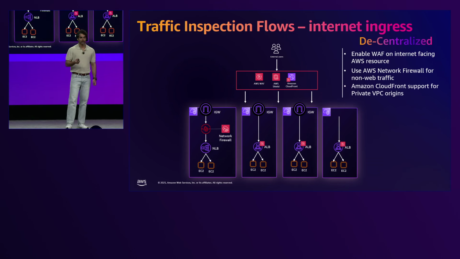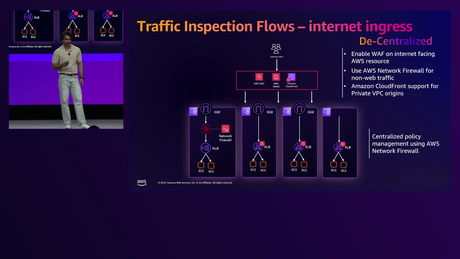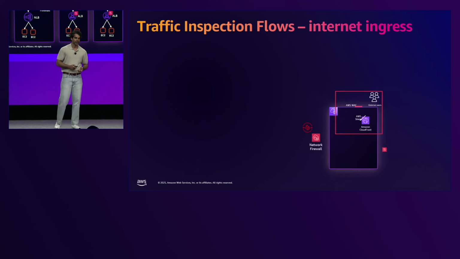Also, if you're using Amazon CloudFront, we added support for private VPC origins, which means you can keep your VPCs completely private and expose them via Amazon CloudFront. Right? So this is really cool because prior to that, you had to have your ALBs or NLBs or whatever public for it to be added as an origin for CloudFront. And of course, you get centralized policy management using network firewall. I keep reiterating this because a lot of times customers are like, hey, this is all decentralized. I have like 100 VPCs. I cannot manage it. You can manage it using network firewall pretty easily.